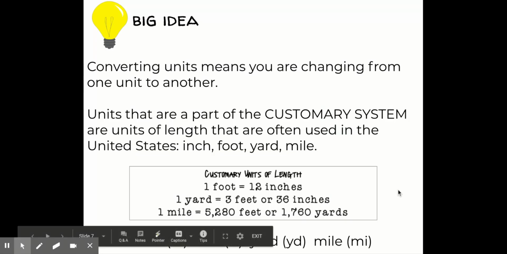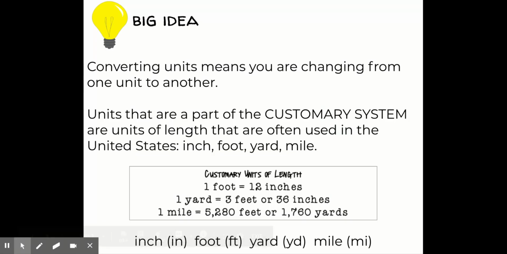Converting means that we're changing from one unit to another. Units that are a part of the customary system are units of length that are often used in the United States, like inch, foot, yard, and mile. This little chart here is going to be handy as we convert today.